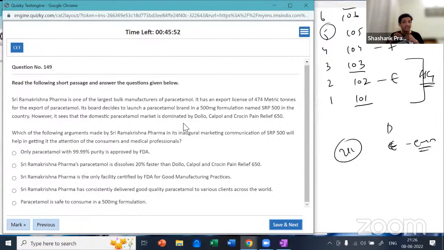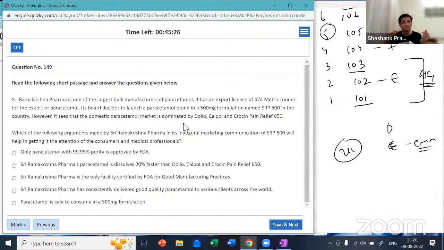Only paracetamol with 99.99% purity is approved by the FDA. Okay, but that does not tell me that they are manufacturing 99.99. No. Paracetamol dissolves faster than Dolo. Dissolution is not an issue at all. Is the only facility certified by FDA for good manufacturing practices. So this was probably the previous one, FDA. So there is an agency FDA. Okay. Has consistently delivered good quality paracetamol to various clients in the world.